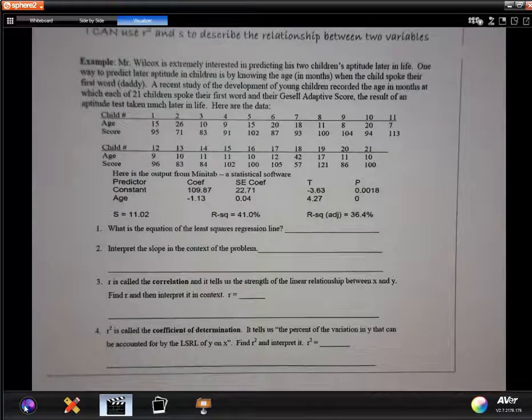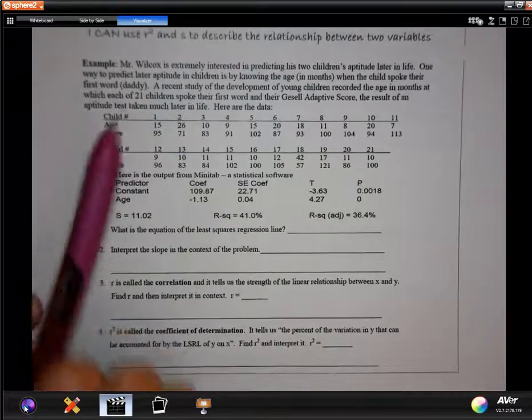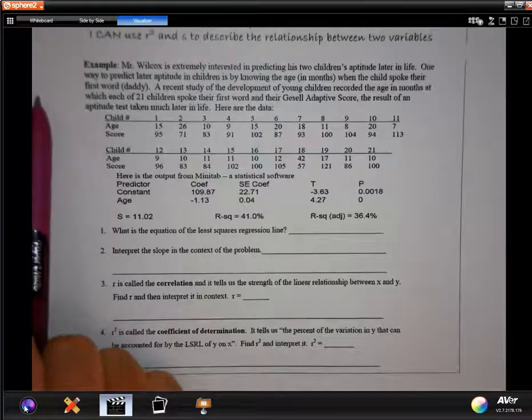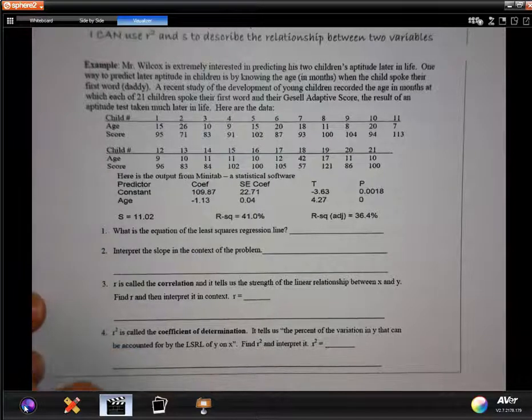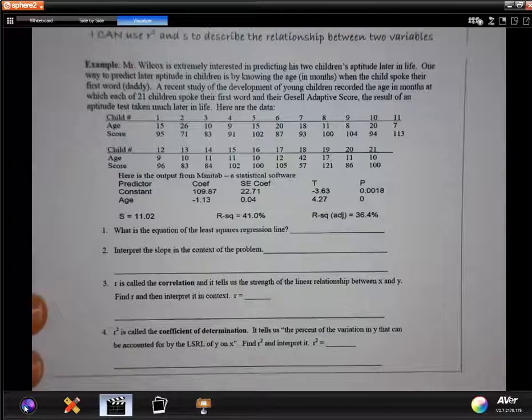So today we're going to talk more about R squared, but a lot of this is stuff we've done before. So you guys get to do most of the work today. Mr. Wilcox is extremely interested in predicting his two children's aptitude later in life. One way to predict later aptitude in children is by knowing the age in months when the child spoke their first word, which tends to be daddy, which is so unfair because women do most of the work.